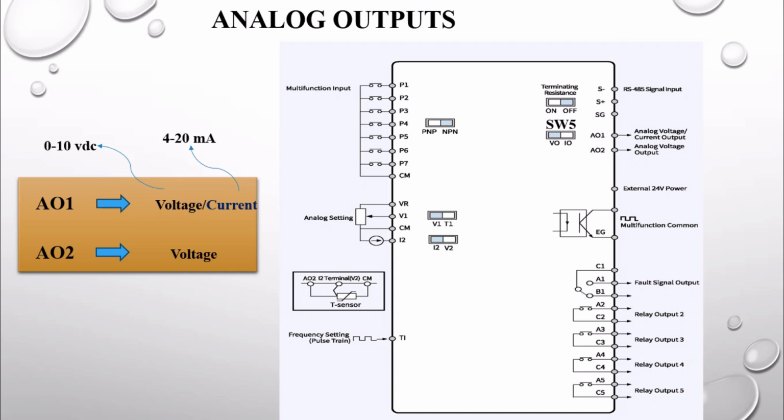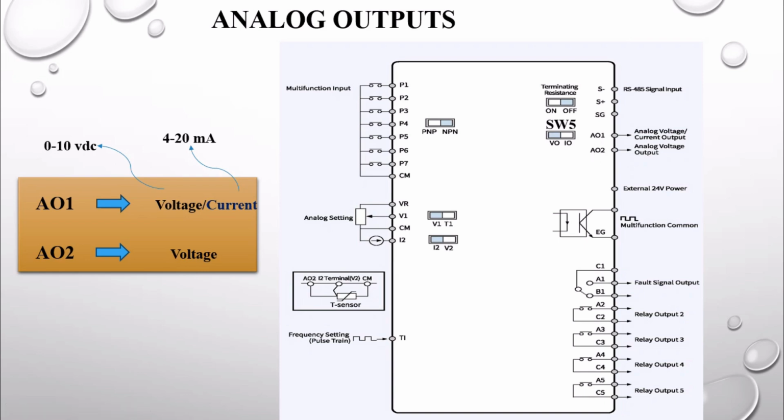It's an analog output that you can use to get an output either as 0 to 10 volts or as 4 to 20 milliamps. But the second output, that is the AO2 output, you can only have it as a voltage output, meaning only 0 to 10 volts. You can only get voltage from it, but how do we determine whether the analog output AO1 is currently in voltage mode or current mode?